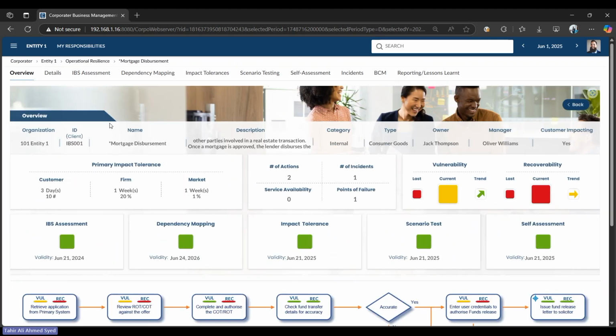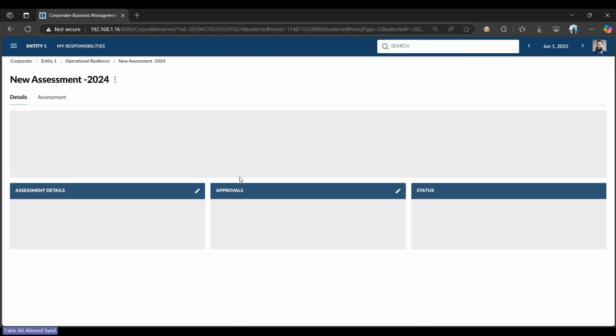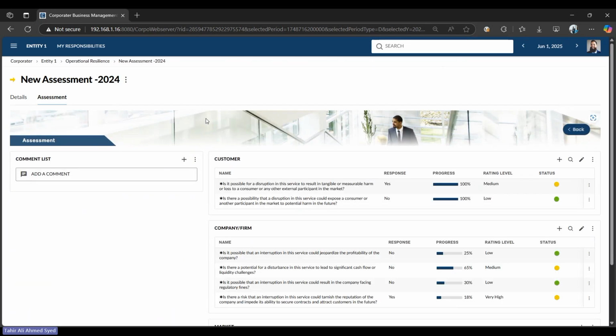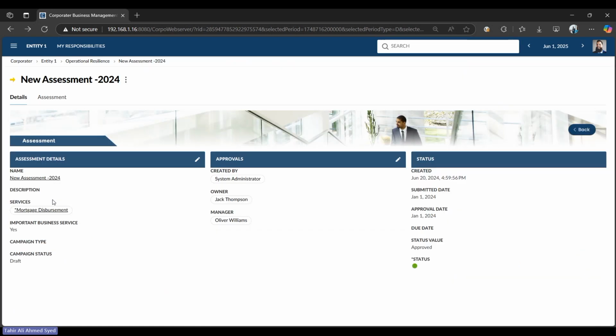In terms of being able to assess how a service is important to the organization, Corporator has full flexibility to design questionnaires and surveys. So this is an example of a survey that was done last year on this particular service, where you can have a set of questions, and these questions can be broken down into multiple domains and perspectives. So we have a customer perspective, company, market, and depending on the responses to each of these questions, Corporator can calculate and indicate if this particular service that we're looking at is important or not, right?